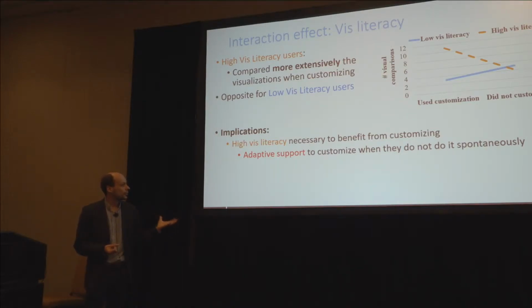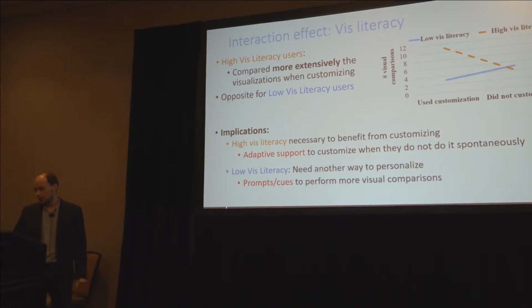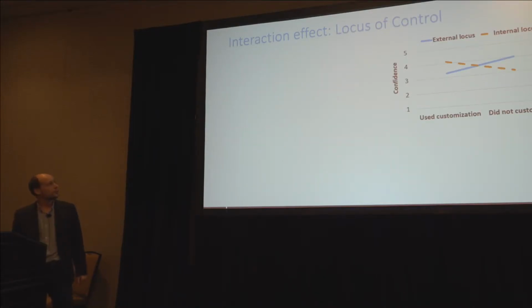In terms of adaptive support, it means that when those high visualization literacy users do not customize spontaneously, we could provide adaptive support or prompts to encourage them to do so, because we know that they could benefit from it. And for people with low visualization literacy, because they did not benefit from the customization mechanism, they could be provided with another way to personalize the interface, for instance prompts or cues to perform more visual comparisons. The second effect we found is of locus of control on confidence.